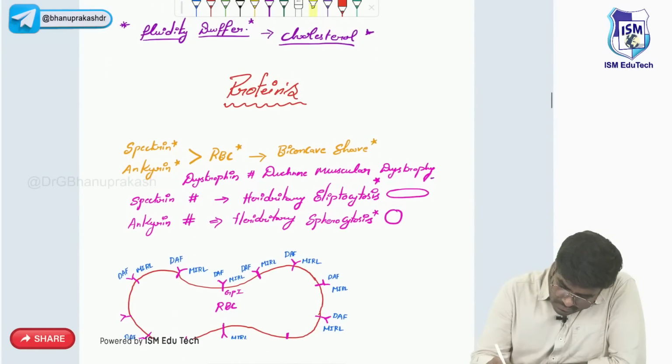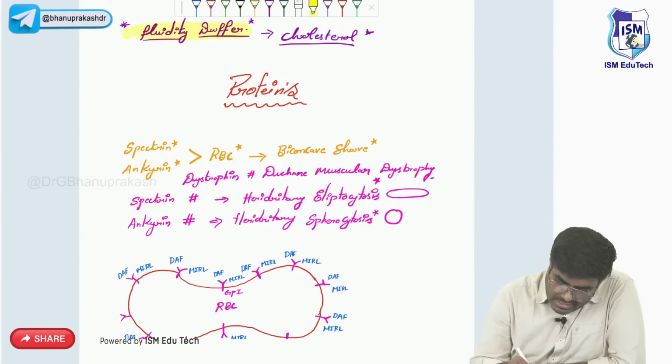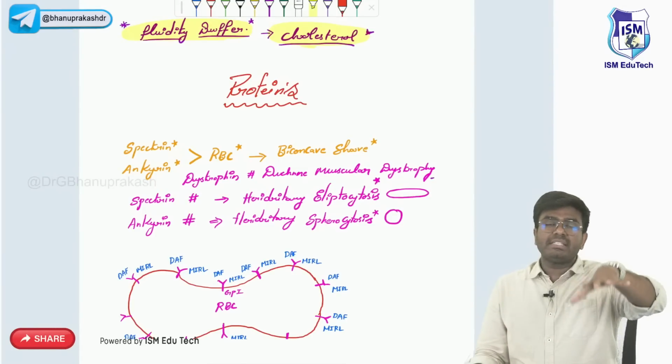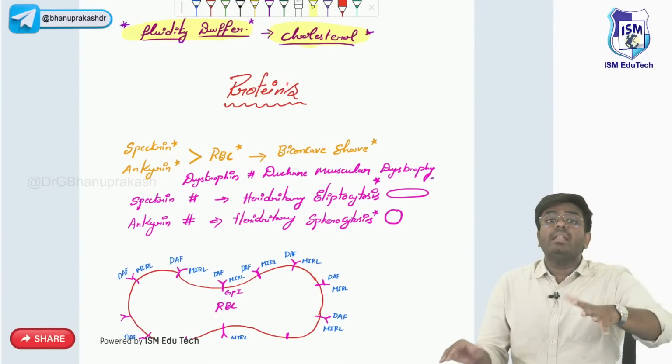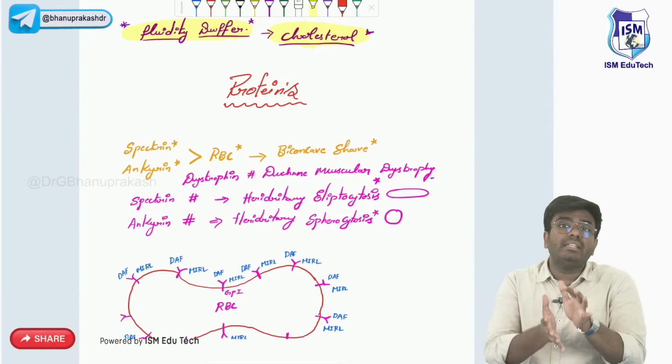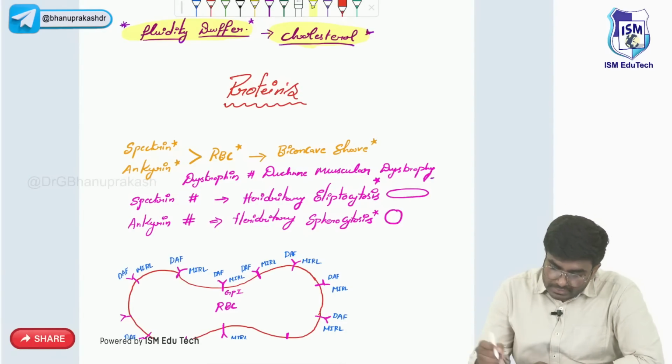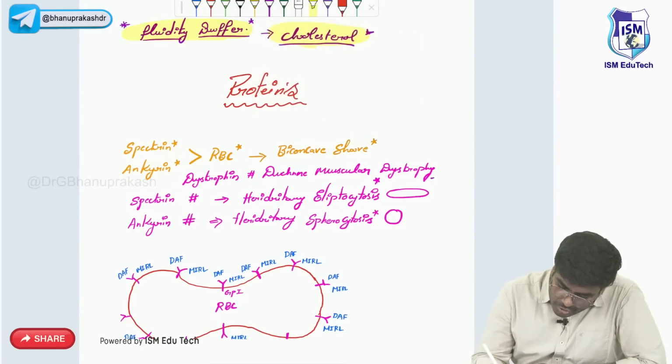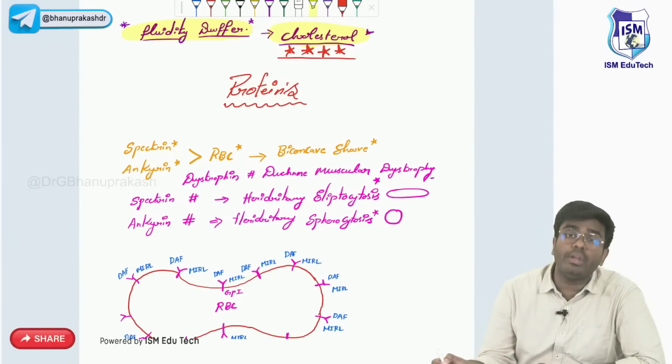In the exam, the question once asked was: which of the following substances acts like a fluidity buffer? Whenever fluidity is increasing or decreasing, there is one molecule which acts like a buffer and tries to regulate the fluidity of the cell membrane. That molecule is nothing but cholesterol. Cholesterol in your cell membrane acts like a fluidity buffer.